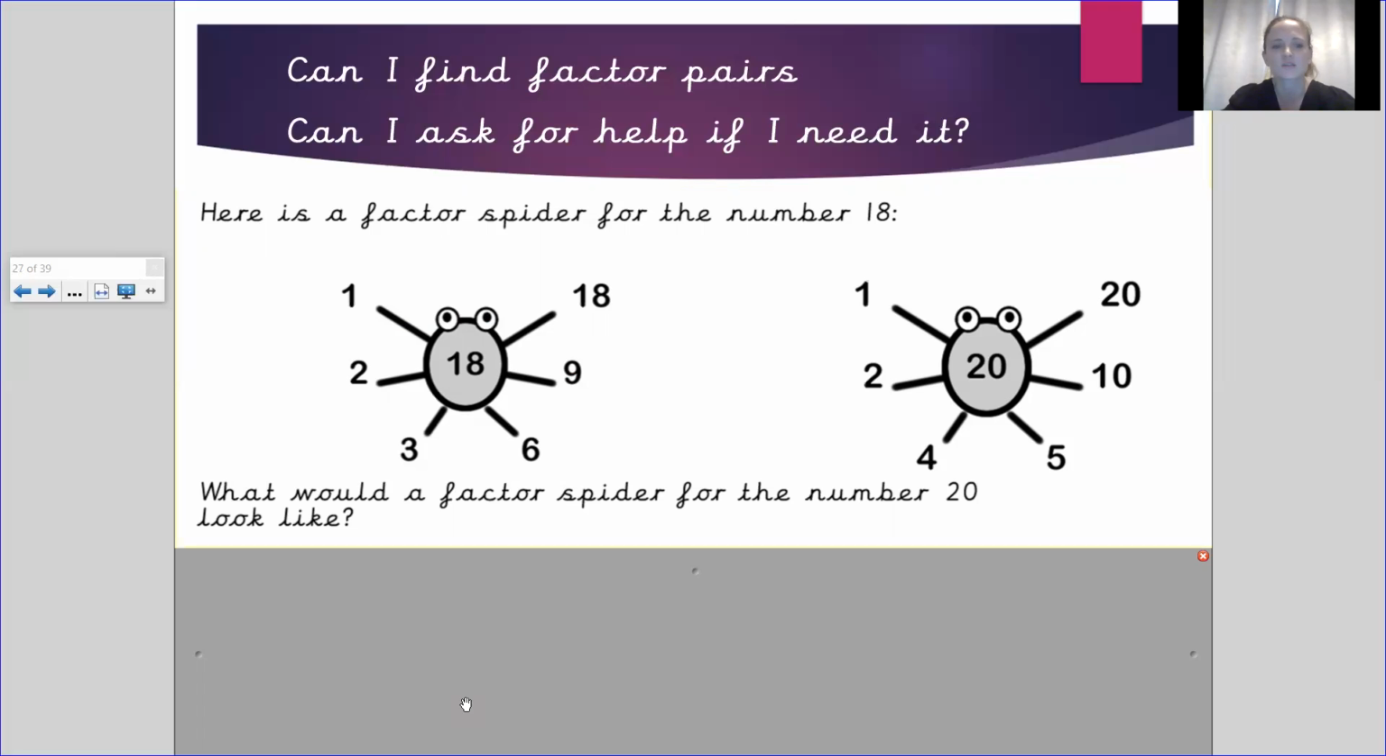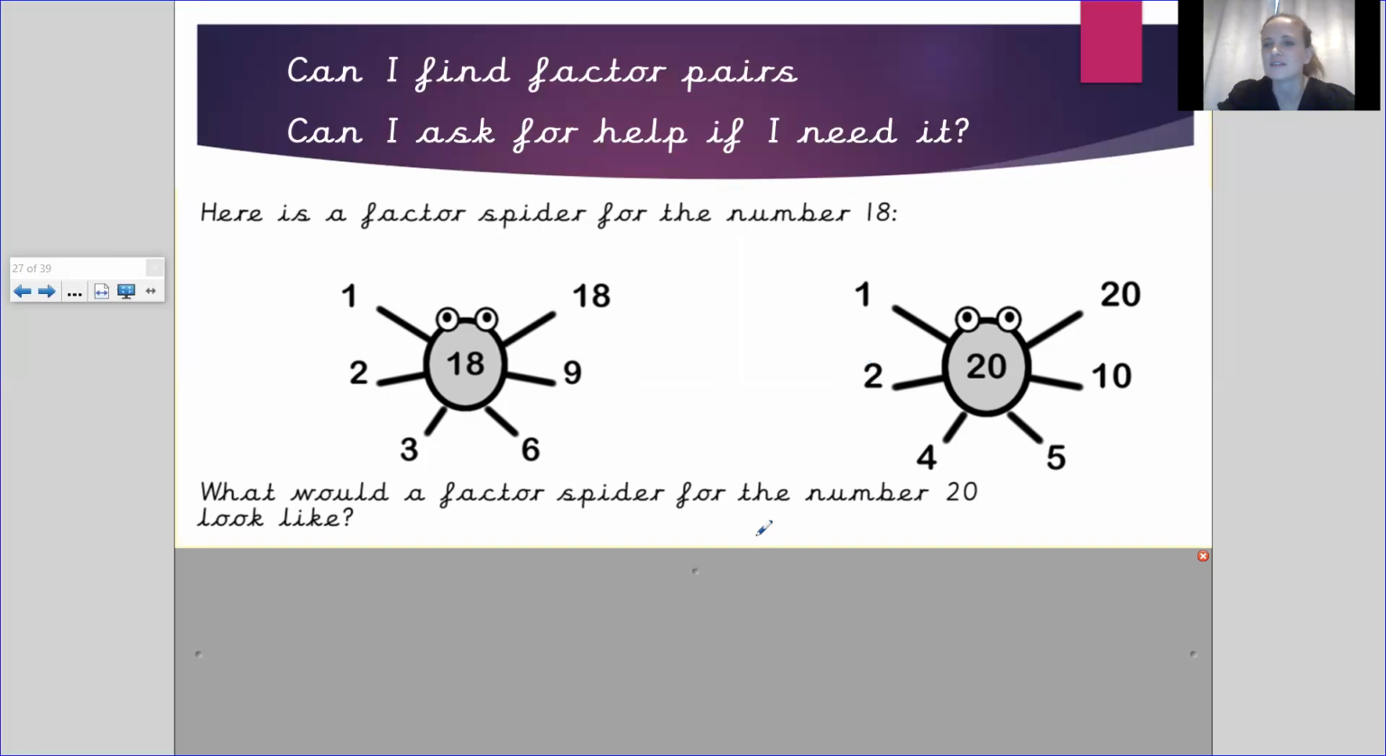If we look at the next one, we have a factor spider for the number 20. The factor spider would have 1 and 20, 2 and 10, 4 and 5. Now you may say to me, well, what about having 5 and 4? Because 5 times 4 will give me 20, and 4 times 5 will give me 20.